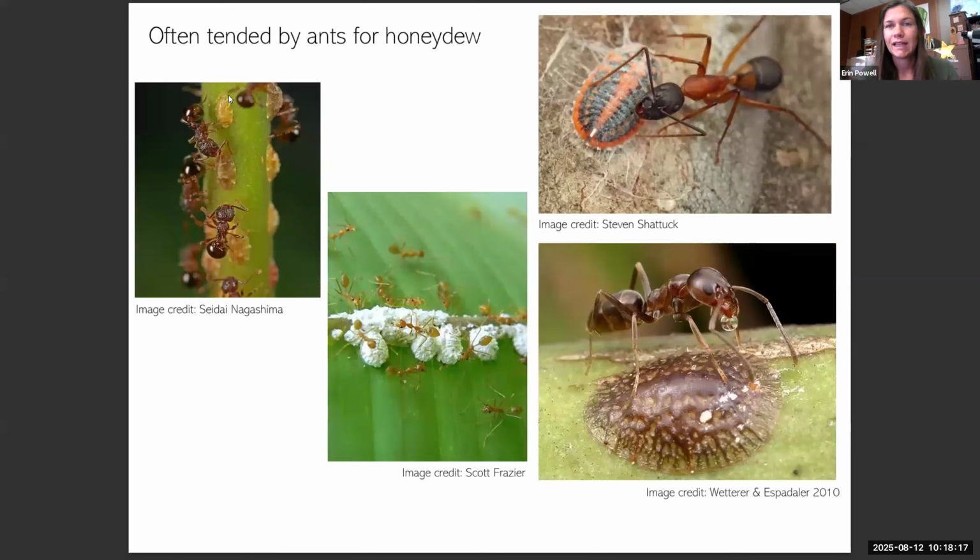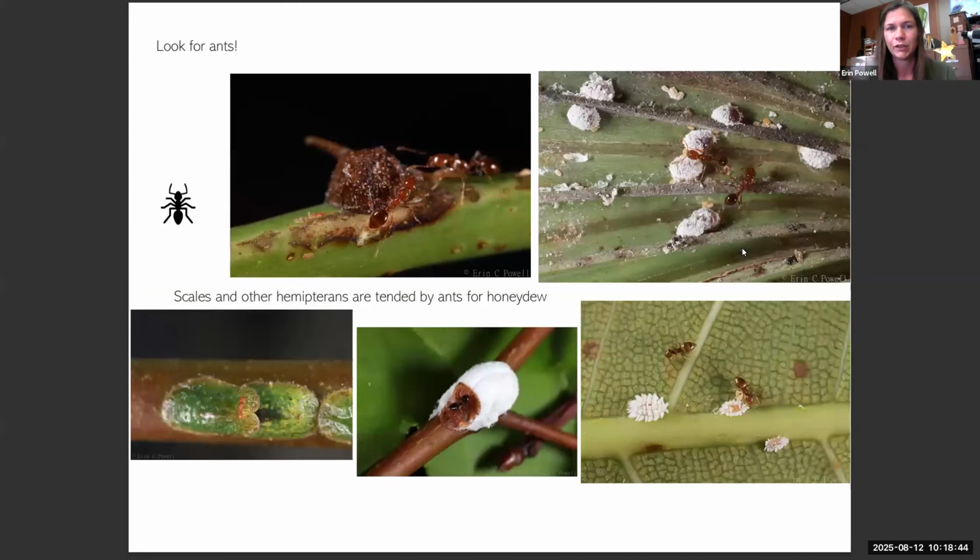Scale insects are often tended by ants. So sometimes we actually find our infestations by watching where the ants are going. The ants are tending them, so they're protecting them to get that resource that they want, which is honeydew. The ants like to feed on that really high sugar, rich resource, and they will protect the scale insects from other natural enemies or predators because they want that source of honeydew.